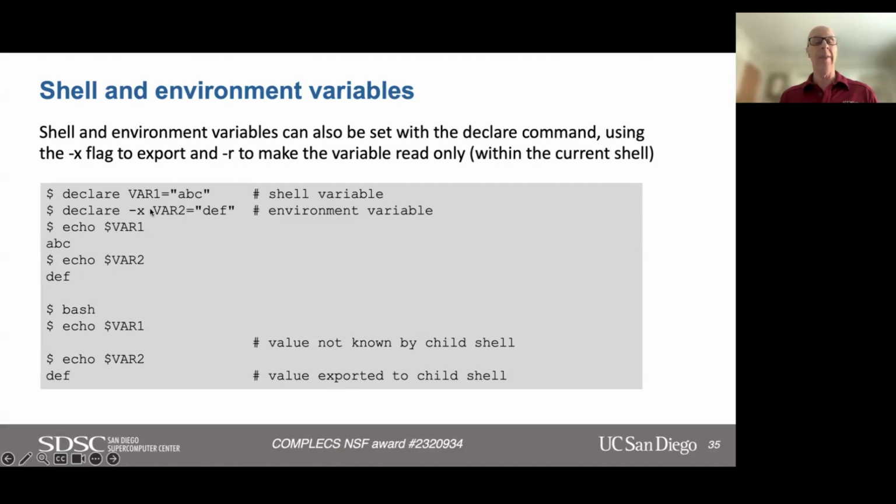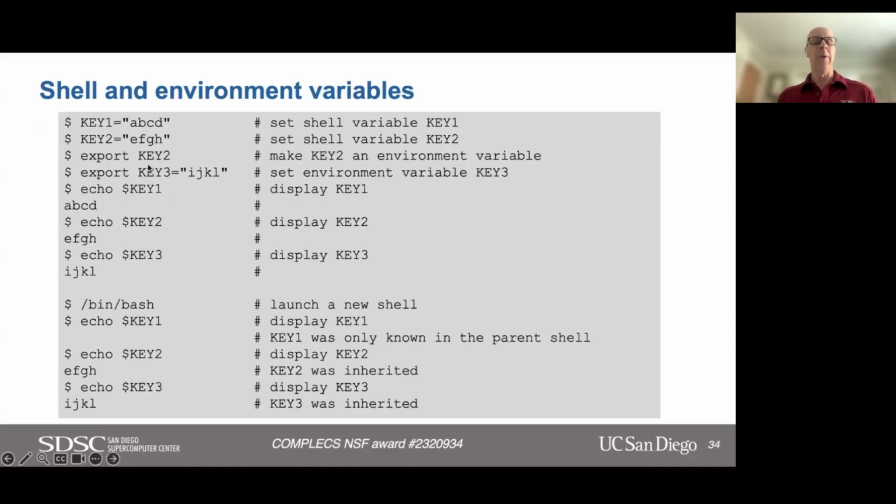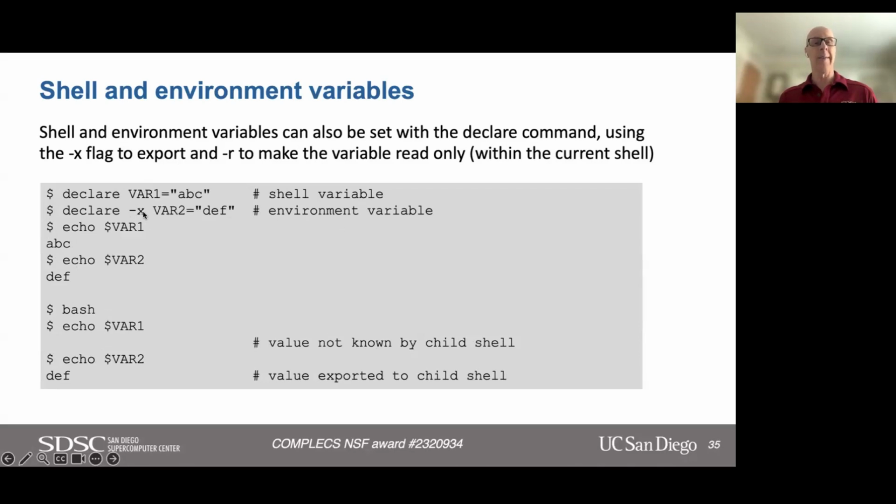We can see that within the shell we have access to the values that had been assigned. But if I create a new shell, like I did in the previous slide, since var1 was the shell variable, it's not going to be known by the child shell. So again, you're overwhelmingly going to be using environment variables, either with the export command or declare -x.